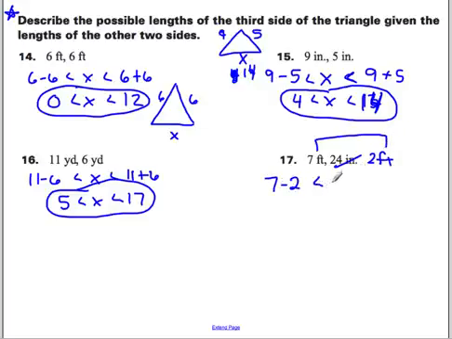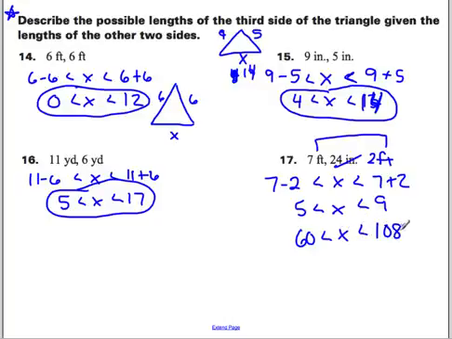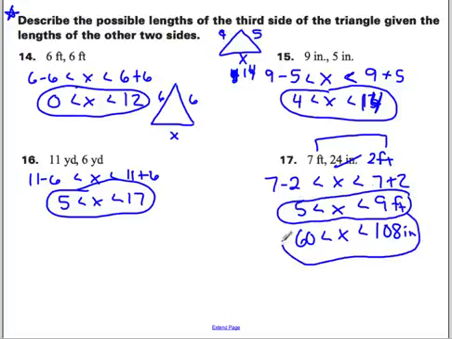7 minus 2 has to be less than x, has to be less than 7 plus 2. So the idea here is that 5 has to be less than x, has to be less than 9. These are in feet. We can convert these to inches, saying that 60 is less than x is less than 108 if we're talking about inches. This one's feet, this one's inches. That's why units are usually an important thing when you talk about mathematics.